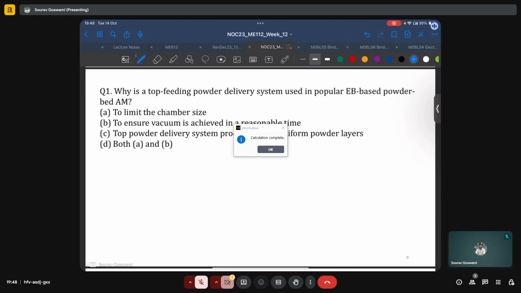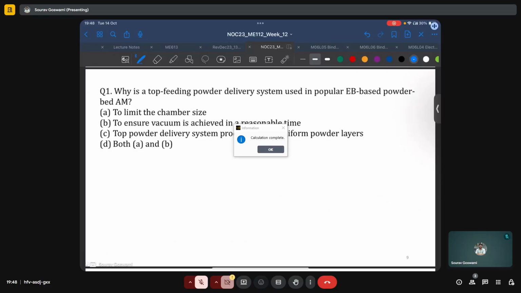And some of the options given to us are A, to limit the chamber size, B, to ensure that vacuum is achieved in a reasonable time, C, because top powder delivery systems produce more uniform powder layers, or it is some combination of these options. Let us now examine these one by one.